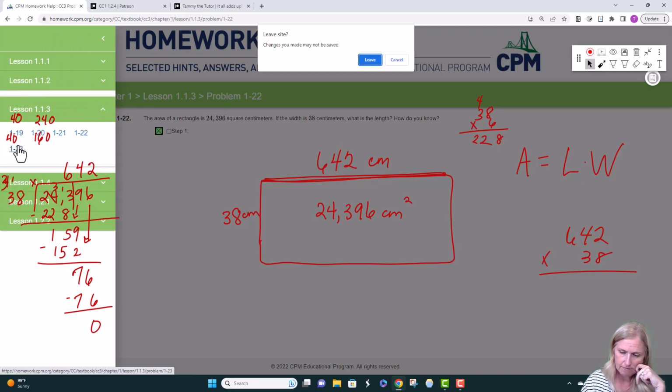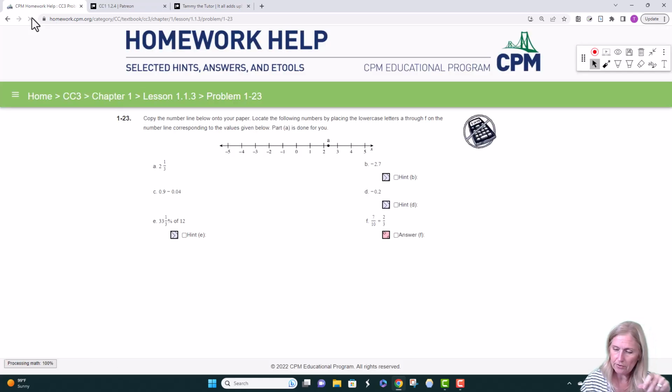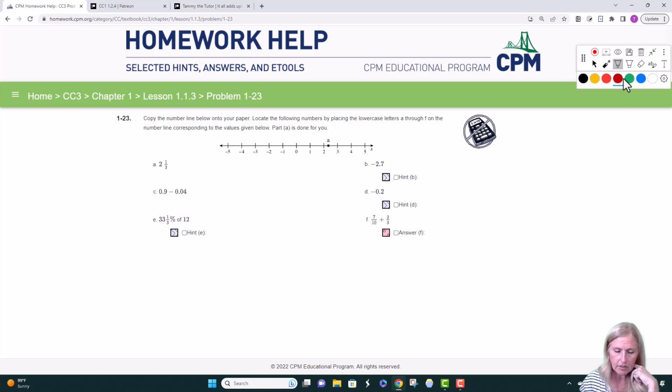Okay, one more. Okay, 23. Copy the number line onto your paper. Locate the following numbers by placing the lowercase letters A through F on the number line corresponding to the values given below. Part A is done for you.